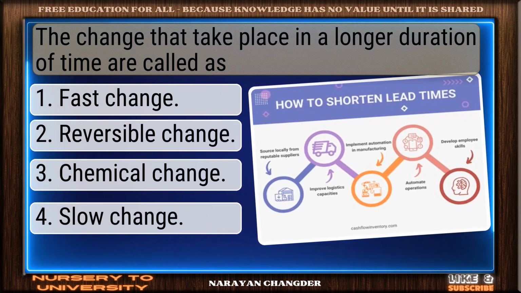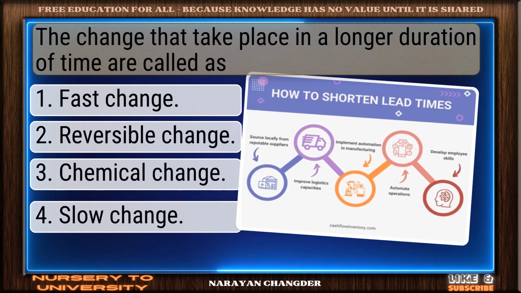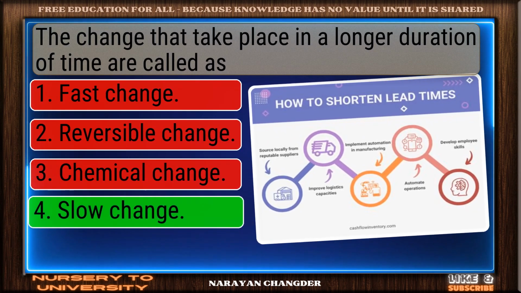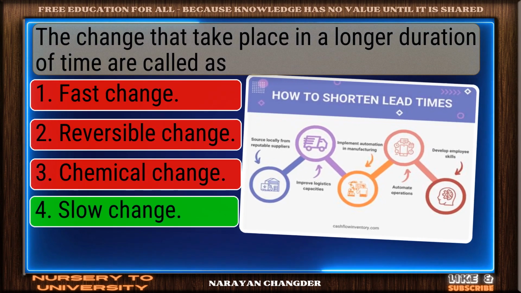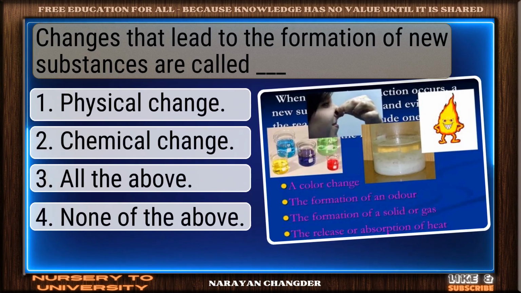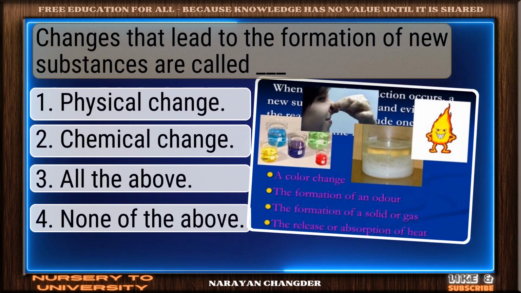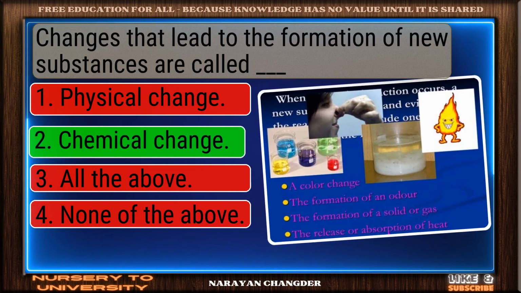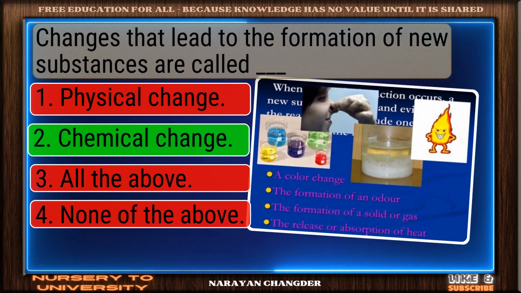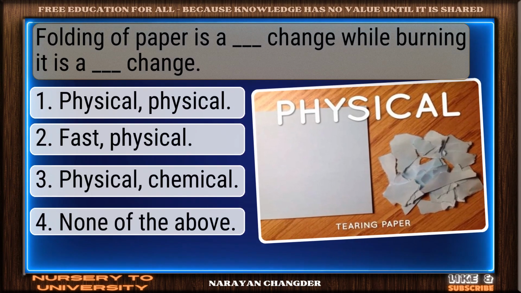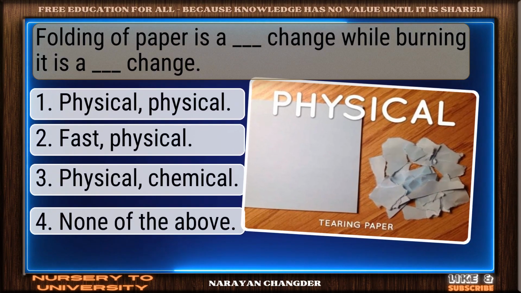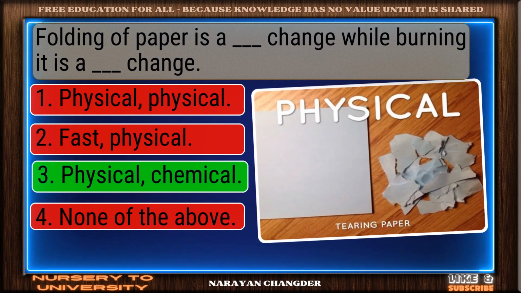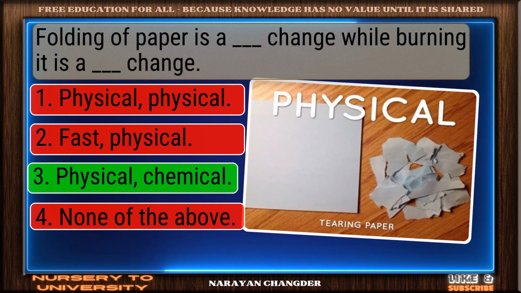The change that take place in a longer duration of time are called as sharp thinking. Slow change is the right choice. Changes that lead to the formation of new substances are called dash. Excellent. Chemical change is a brilliant choice. Folding of paper is a dash change, while burning it is a dash change. Smart move. Physical, chemical is an accurate answer.